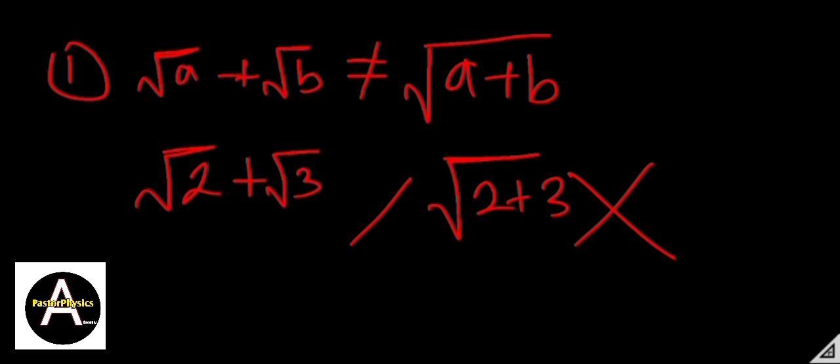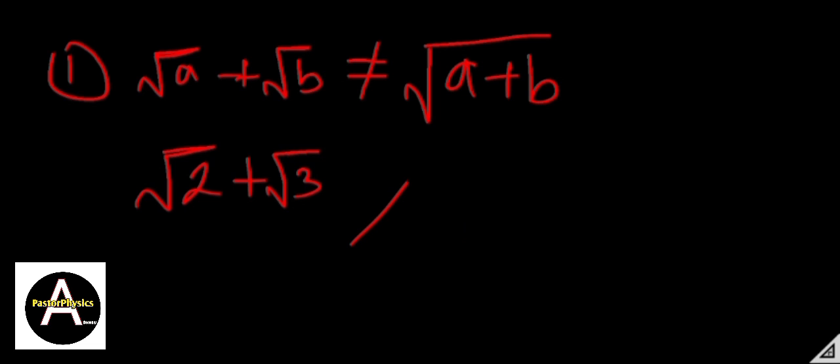So how do we simplify this kind of problem? When we have root a and root b, how do we simplify it? Leave it like that. That is the answer. You can't simplify it further. Are you getting it? So root a plus root b is not the same thing as root of a plus b.